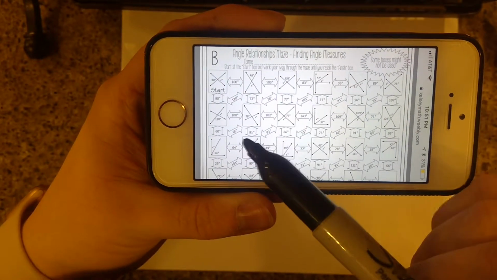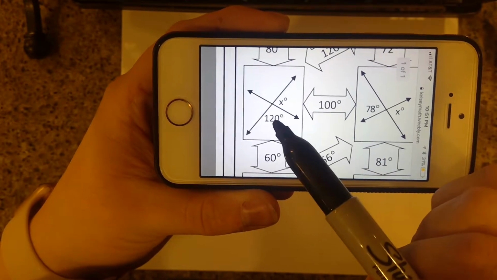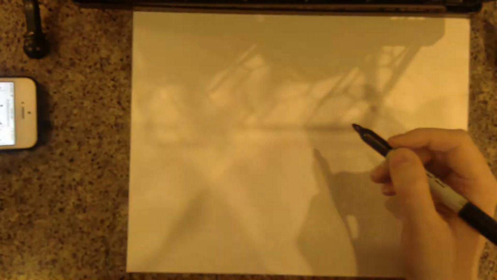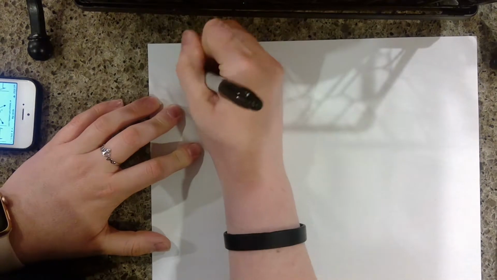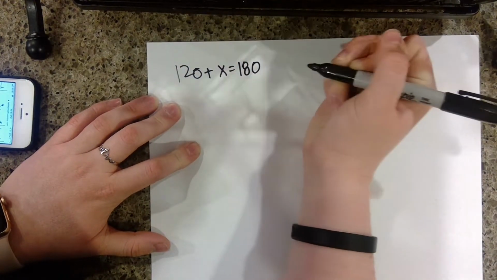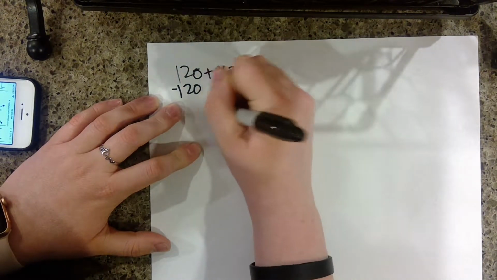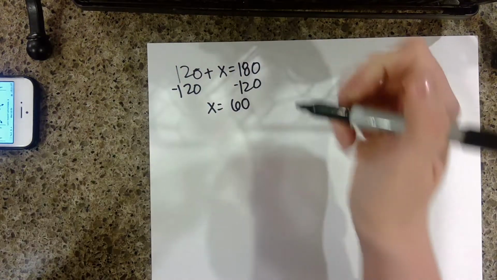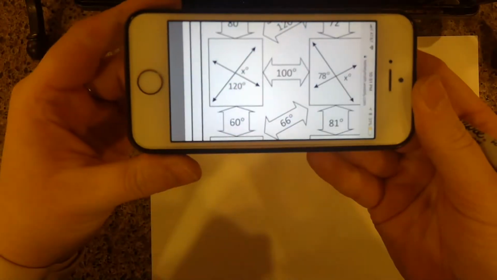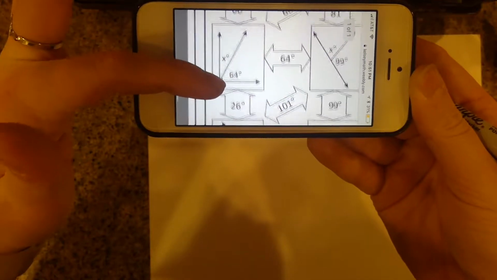Okay, so some of them are supplementary, like here. You see the x and 120, they form a line. So you would do 120 plus x equals 180. And then all you would do is subtract 120. So x equals 60. So then you look back at the maze and you say, oh, okay, so the arrow going down is 60. So then you go down to the next one.